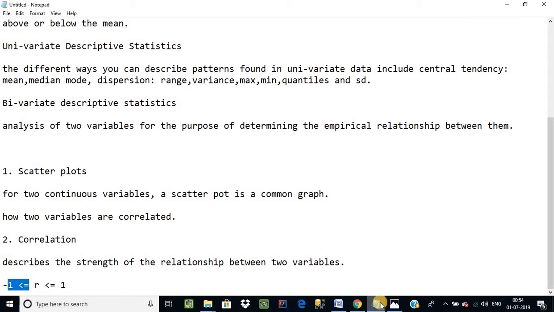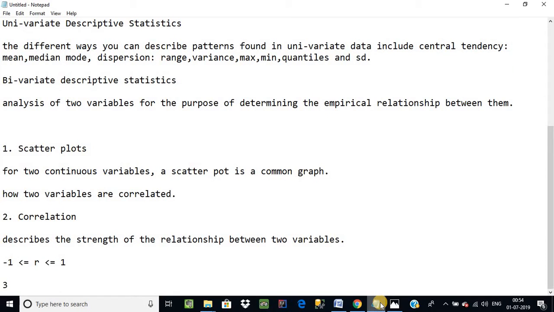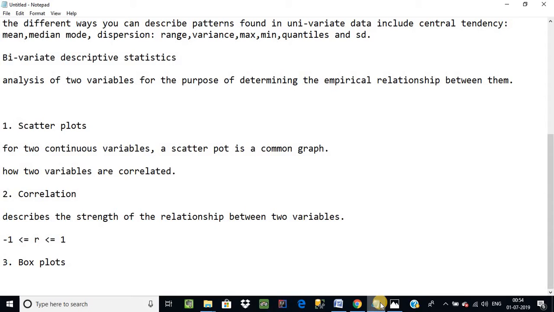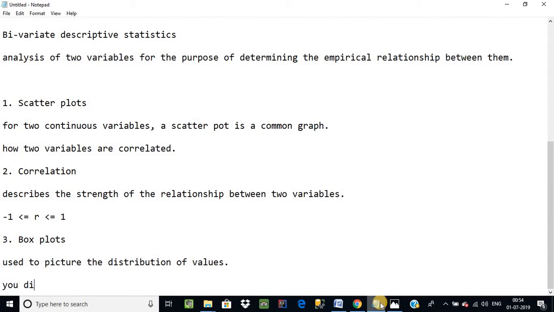Now we'll discuss the last and most important plot in bivariate analysis, the box plot. What is a box plot? A box plot, also called a box and whisker plot, is used to picture the distribution of values, the whole picture of it. When one variable is categorical and the other continuous, a box plot is commonly used. When you use a box plot, you divide the data values into 4 parts, also called quantiles.